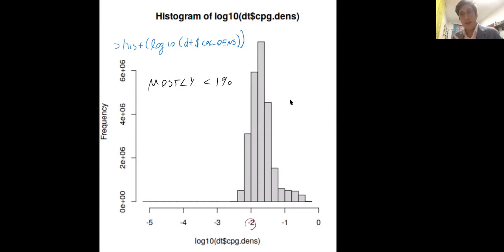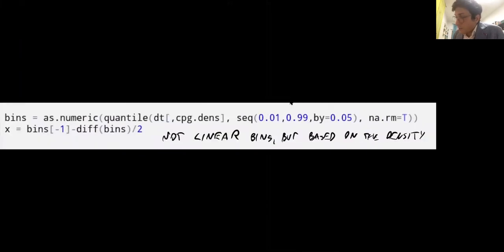So we don't want to define bins that are linearly and evenly spaced. What we can do is use a function called quantile. And this is the command. Now we'll not enter into the detail of this function because it's quite complicated. But the idea is that you create, again, a vector as before, as numeric, as a sequence from 0.01 to 0.99. Again, the same division as before.